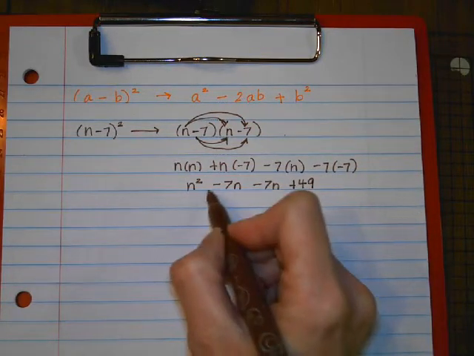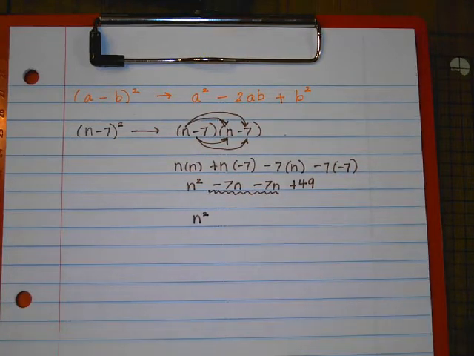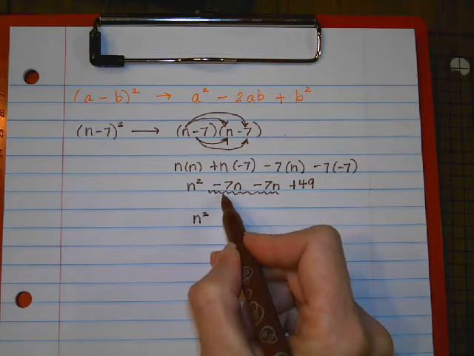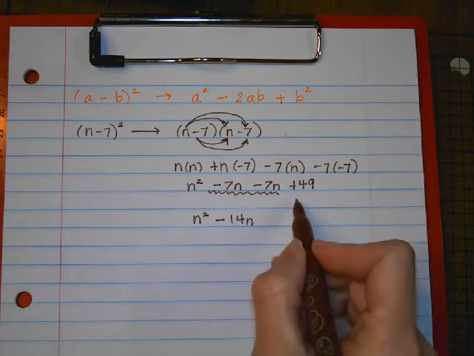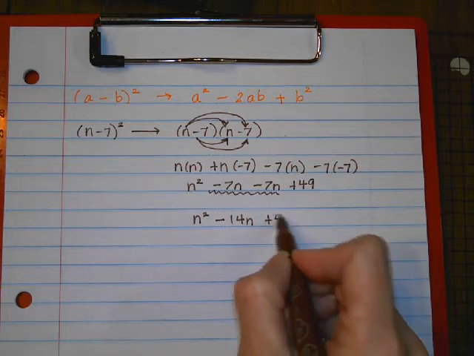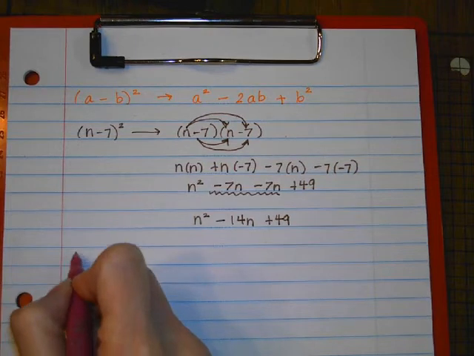Again, we combine the two terms in the middle. So we bring down our n squared. Negative 7n minus 7n is negative 14n. And then we bring down our 49. Now we're going to show you the same problem using the shorter method.